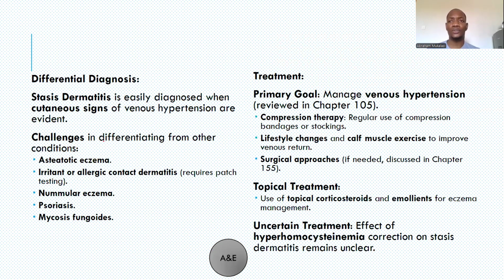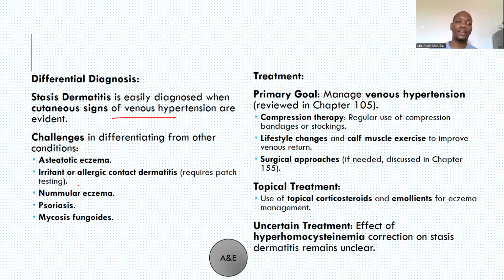So what should you think about if you are suspecting stasis dermatitis? Stasis dermatitis is usually easily diagnosed when the signs of venous hypertension are evident. So someone has engorged veins on the legs. At the same time, they have edema. Then they have this hyperpigmentation due to hemosiderin. Then they have itching in the area. So that will be easier for you to make a diagnosis of stasis dermatitis.